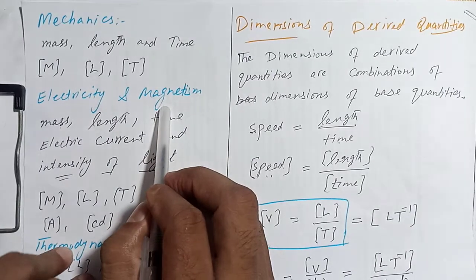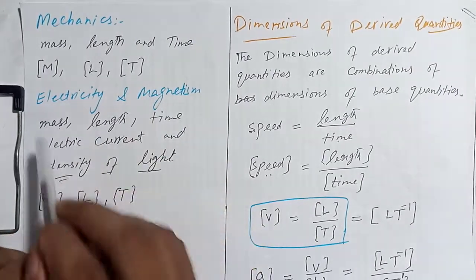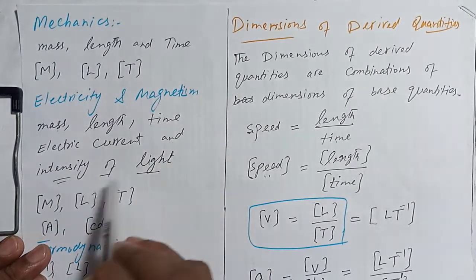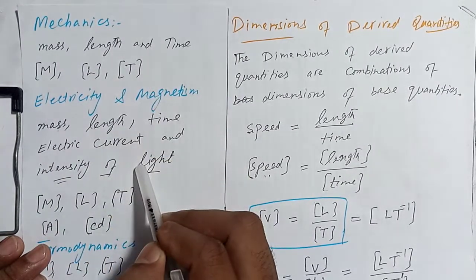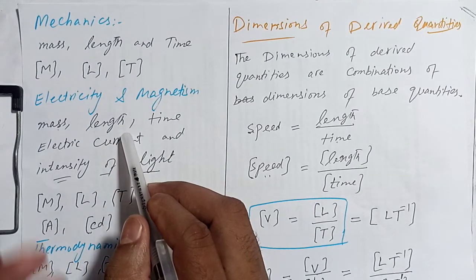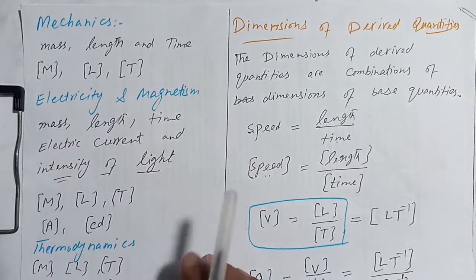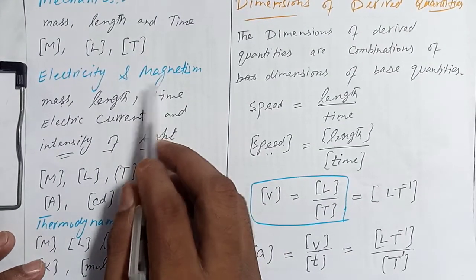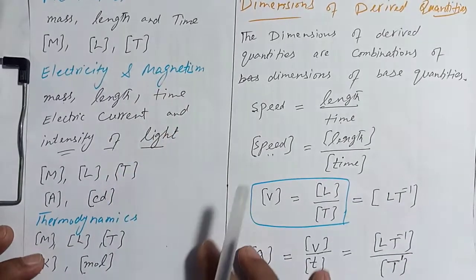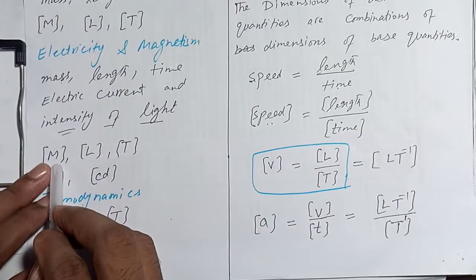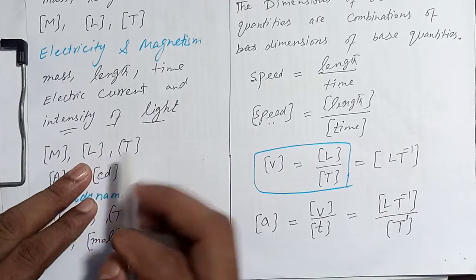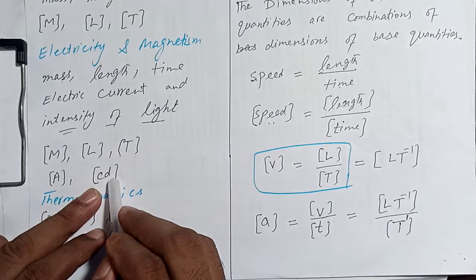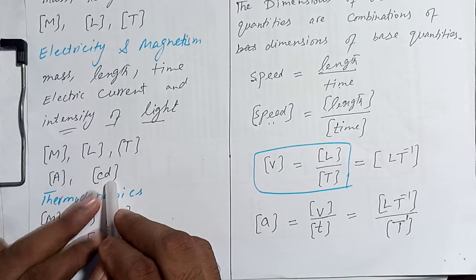In electricity and magnetism, mass, length, time, electric current, and intensity of light. These physical quantities are used in electricity and magnetism. So the set of dimensions that is used in electricity and magnetism consists of the dimension of mass, dimension of length, dimension of time, dimension of current, and dimension of intensity of light.